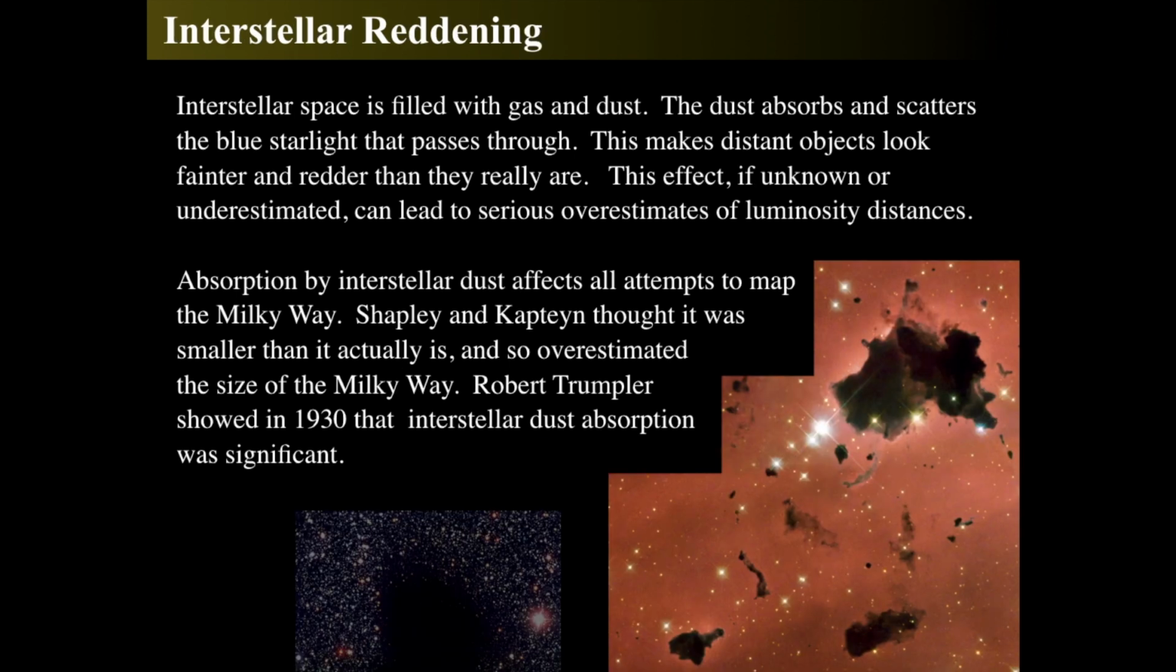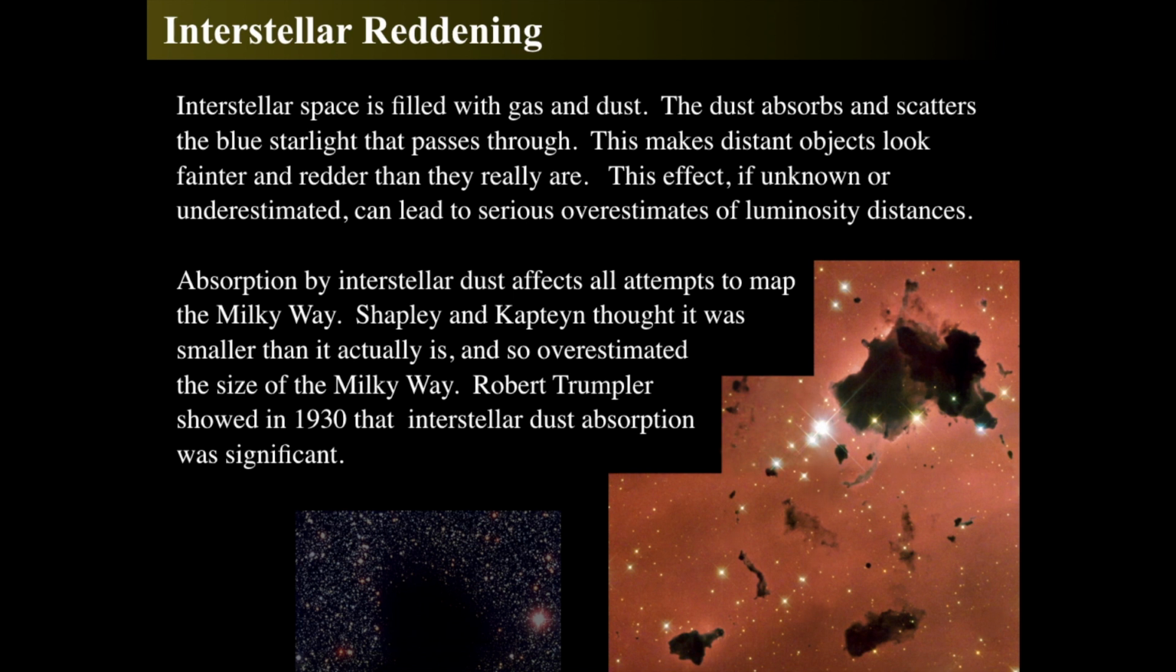So what is this interstellar reddening that we talk about? Well, we did talk about it previously when we talked about stars and interstellar gas. But we know that interstellar space is filled with dust and gas, and we know that dust absorbs and scatters blue starlight. And since it does that, it makes distant stars look red and faint, because the blue light's been scattered away, leaving the red light. So if you can't take this into account, then you're going to say, wow, that thing's really faint, but it's this kind of object, so it's really, really far.